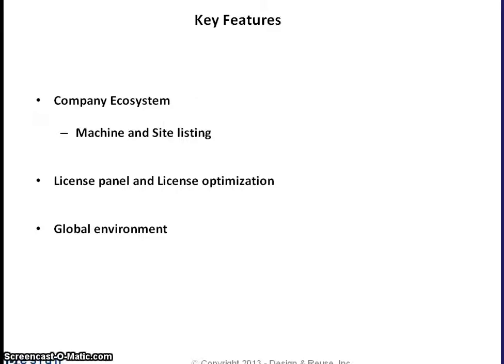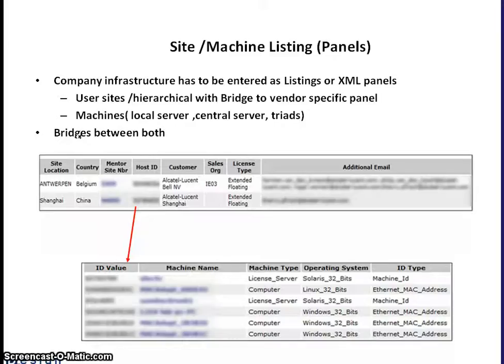This report is based on the experience we had with Alcatel-Lucent. First of all, you have to manage properly what we call your company ecosystem. Then you have to have a very intelligent license panel. And then you have to be embedded in a global environment. You may think that having an ecosystem is simple, but you have to enter your company infrastructure. You will, of course, enter this as listings, but also as XML-guided panels, because if it's an XML management panel, you can play on its format.